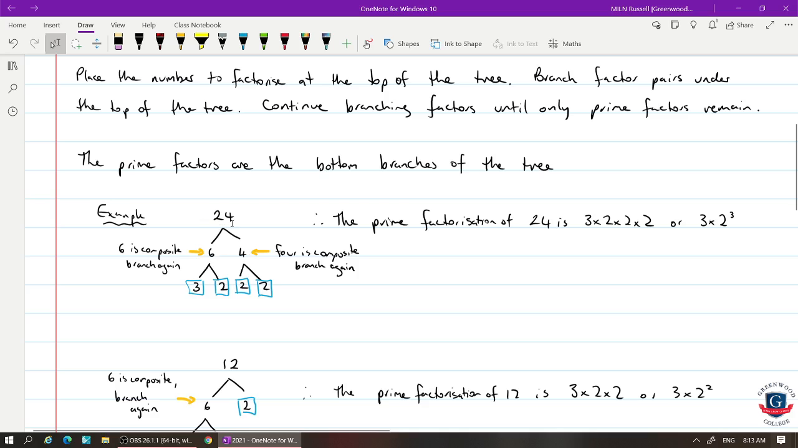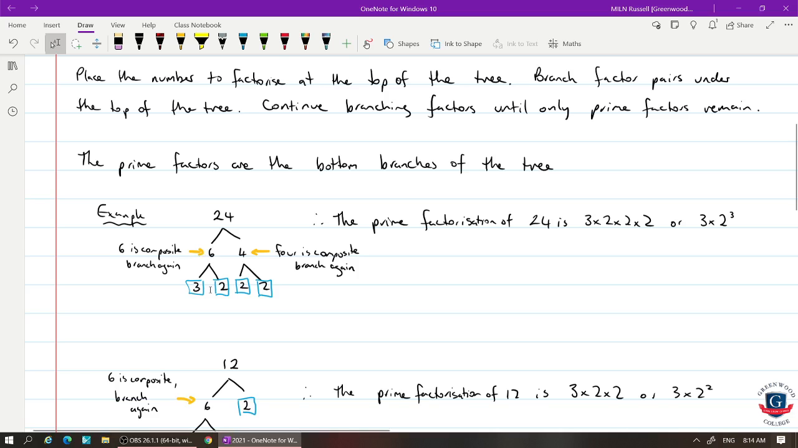and 6 times 4 multiplies to 24, so we're going to stick those underneath. We can choose anything other than 24 and 1. 24 and 1 won't work. So we get 6 and 4. 4 isn't a prime number, 6 isn't a prime number, so we go again.